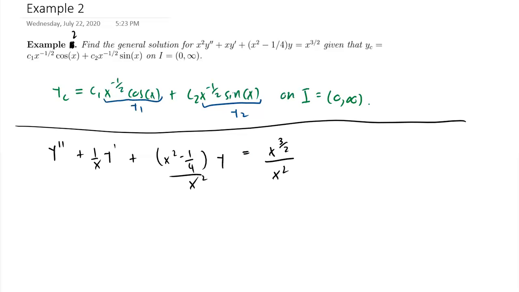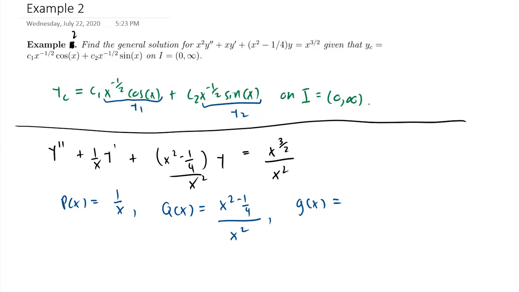So we identify y1 and y2. Then before you use the variation of parameters method, we need to make sure that we rewrite it in the right form, where whatever is multiplying y double prime is 1, so that we can identify what our functions are. In this case, p of x is whatever is multiplying y prime, so 1 over x. q of x is whatever is multiplying y, which is x squared minus 1/4 over x squared. And g of x is whatever is on the right-hand side.